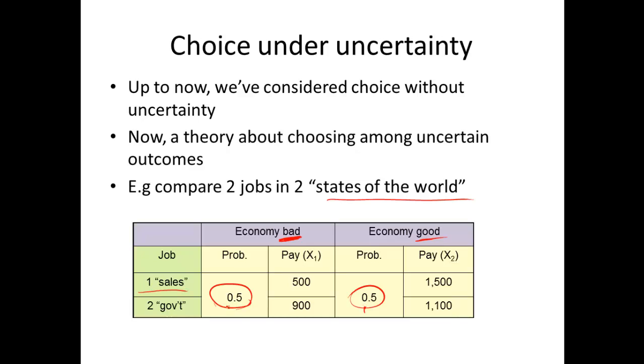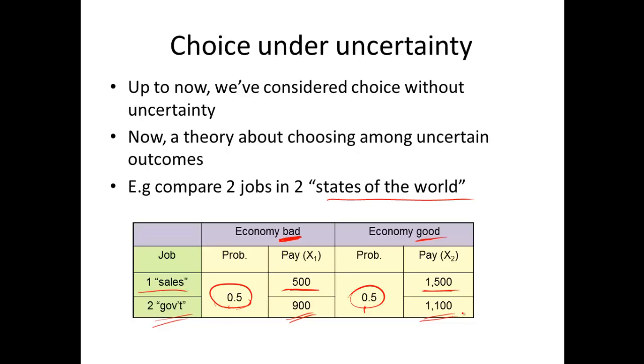Now if you have the sales job, when the economy is bad, your pay is $500. When the economy is good, your pay is $1,500. So a big difference in your pay between those 2 states of the world. Then let's think of a job that we'll characterize as being government, and that is meant to convey that it's sort of less sensitive to good and bad states of the economy. And let's say that your pay in the bad state of the world, if the economy goes badly, you get paid $900. If the economy goes well, you get paid $1,100.